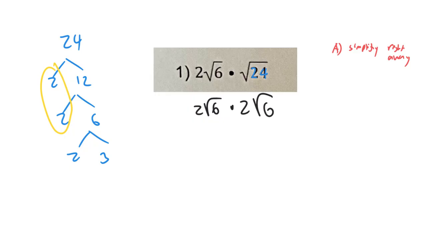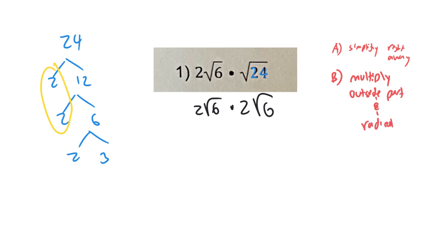So therefore, we're looking at 2 radical 6 times 2 radical 6. Then step letter B is to multiply after that. You're going to be multiplying the outside part and the radical part, right? So outside part and radical part.